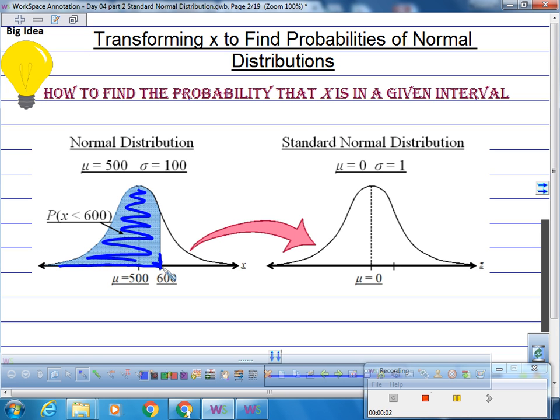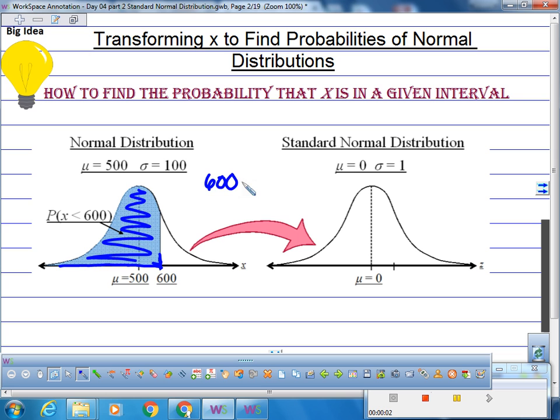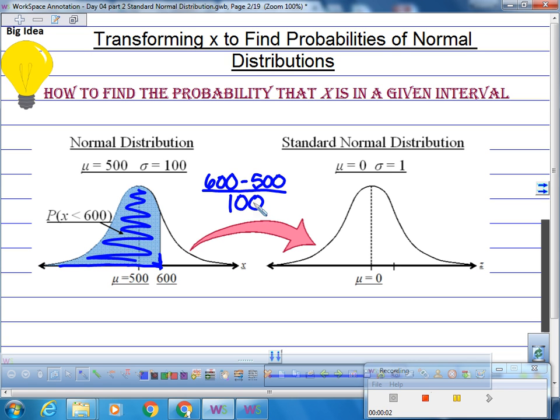All right, so to transfer it into a standard normal distribution, if you remember from yesterday or from Friday, we take our x, which is 600. We subtract our mean, which is 500, and then we divide by our standard deviation. So 600 minus 500, it's 100 over 1, which equals 1. So a z-score for 600 is 1.